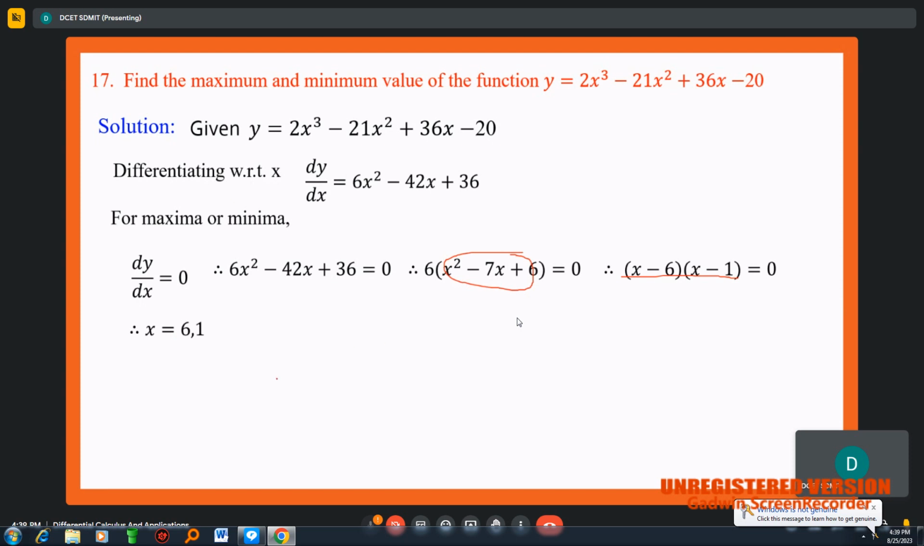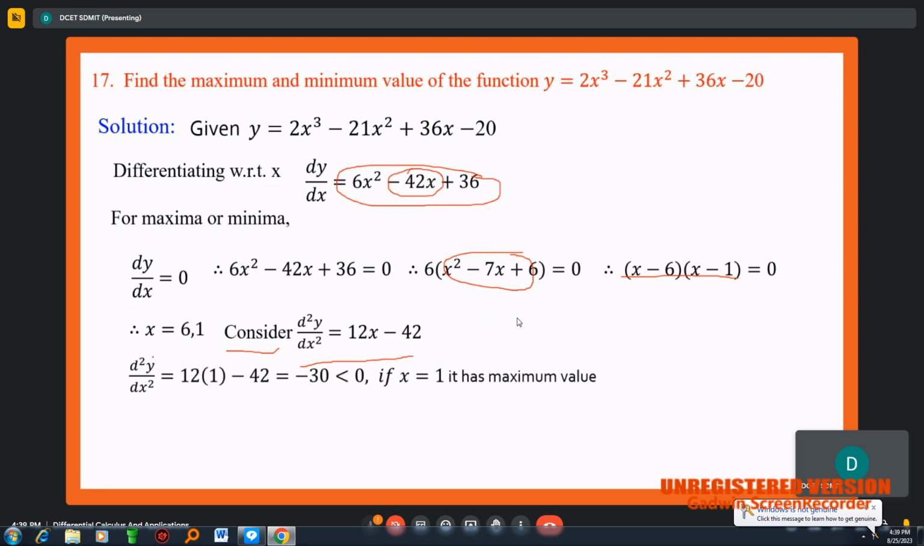Okay. Now x is equal to 1 comma 6, we are considering d square y by dx square. Now dy by dx is 6x square minus 42x plus 36. Differentiation of dy by dx is d square y by dx square. Now again differentiation of this, what are we getting here? Differentiation of 6x square is 12x, minus differentiation of 42x is minus 42. Differentiation of 36 is 0. So d square y by dx square is equal to how much are you getting? 12x minus 42.